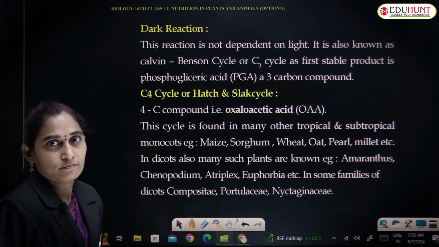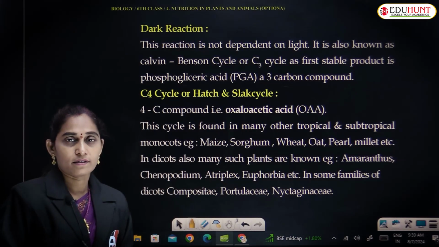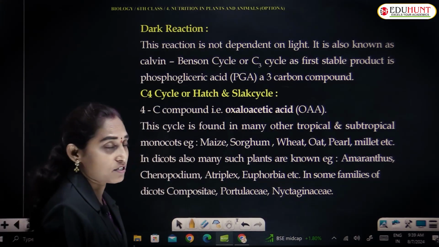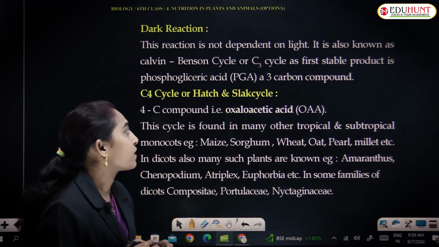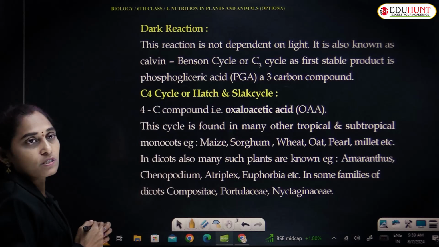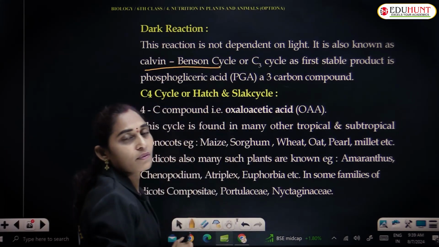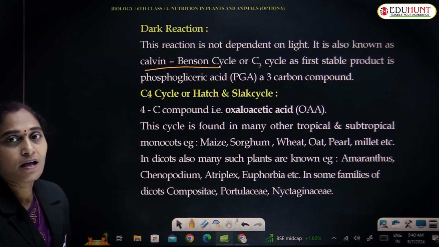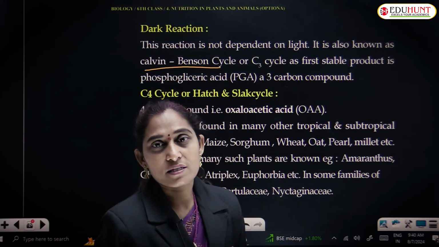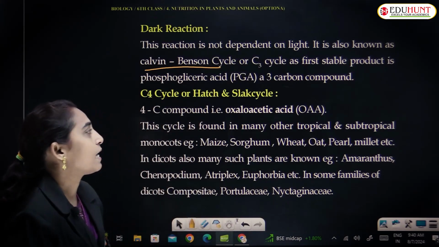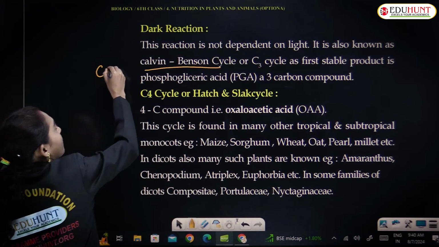Dark reaction is nothing but formation of carbohydrate. That is called carbon reduction, or CO2 reduction, or carbon fixation. It was discovered by Melvin Calvin. That is why the dark cycle or dark reaction of photosynthesis is also called the Calvin cycle. It is also called the Calvin cycle.